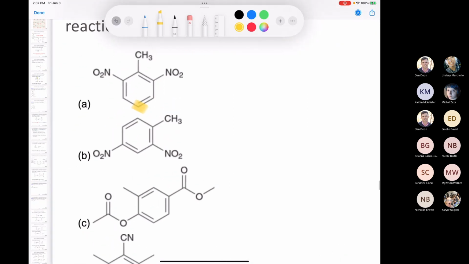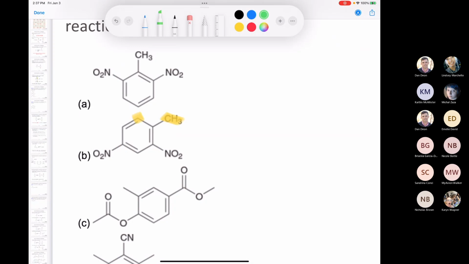You can see that we have a methyl group, and we know that a methyl group is a weak activator, and it activates to the ortho and para positions. Well, you see that this ortho position is blocked, and this para position is blocked. So the only place it can direct is here.